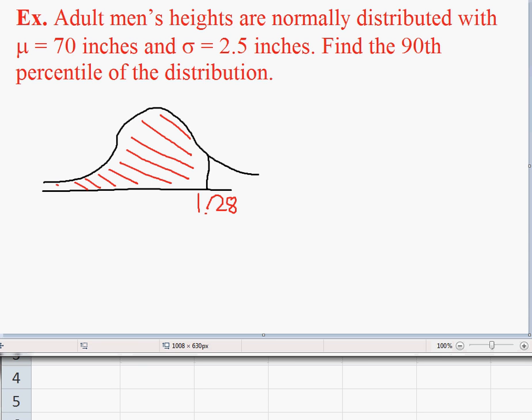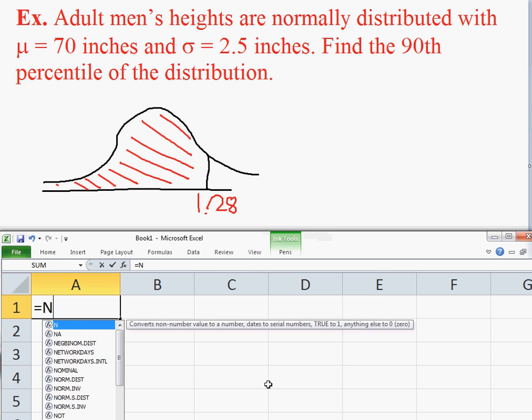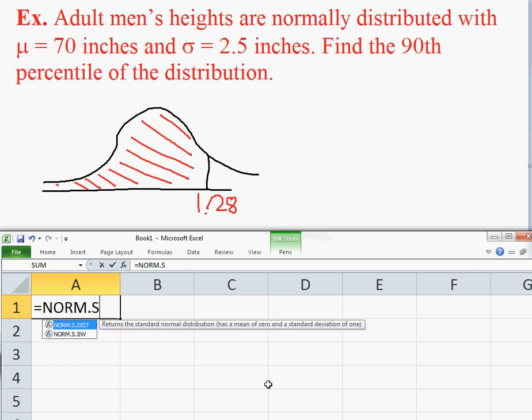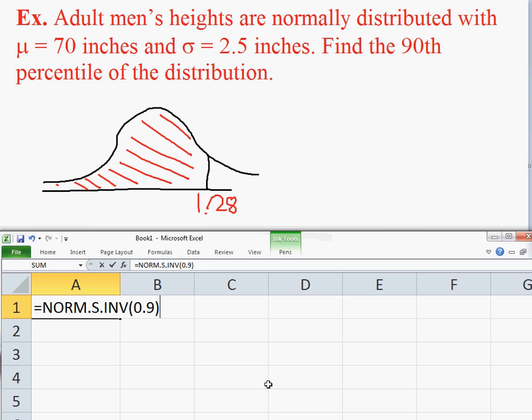Let me show you how to do this with Excel. The command in Excel would be NORM.S.INV of 0.9, and that's the command that works in Excel 2010 using the dots. And when I hit enter, indeed I get 1.28, and of course because of the technology, I'm able to get more decimal places than that.